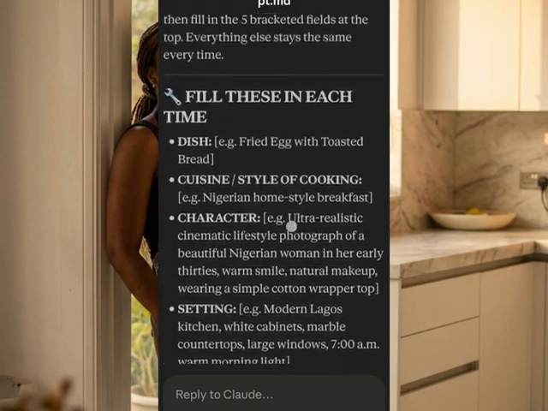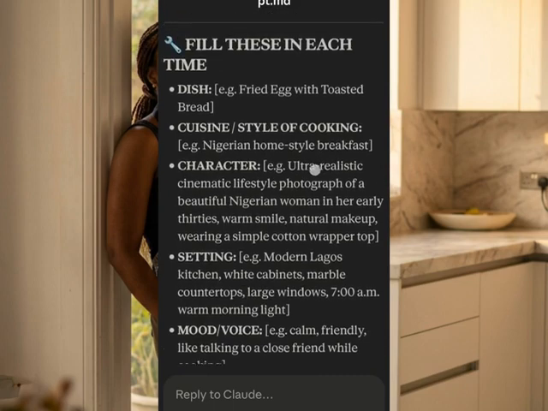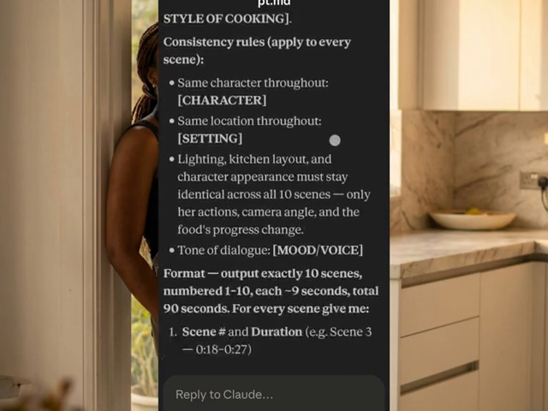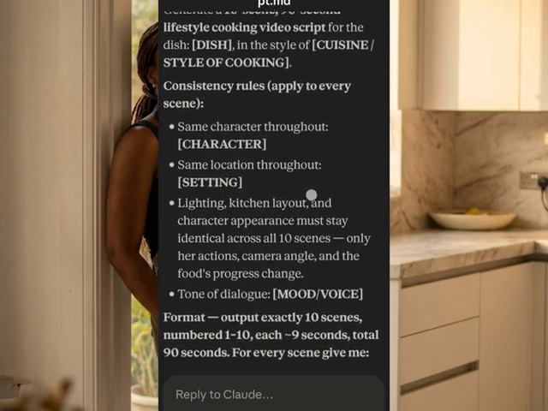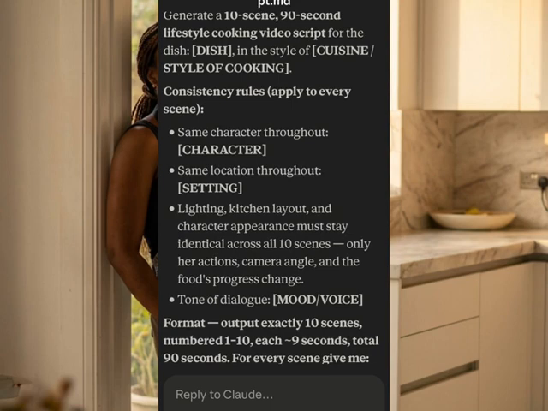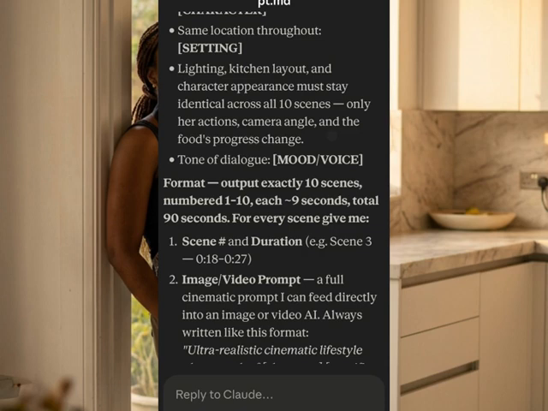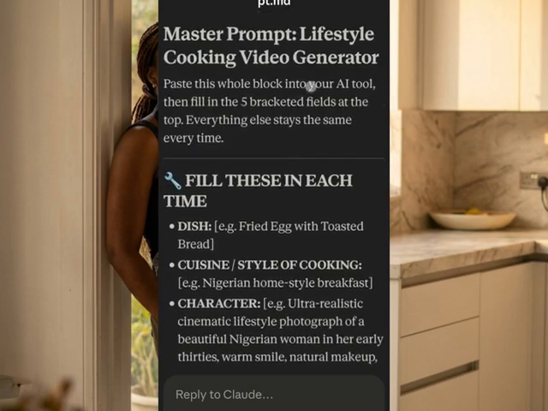And when you get this master prompt, all you need to do is fill in your details. As you can see, just fill in your details. It's going to take you to an interface like this, where you're going to put the kind of character you want to use. You put the settings where you want to be cooking, which type of kitchen you want to use. Your voice, which type of voice you want to use, Nigerian voice, American voice. For example, let me show you the example here.